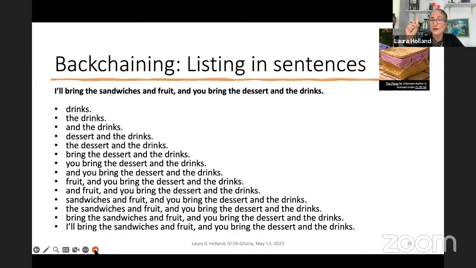I'll bring the sandwiches and fruit, and you bring the dessert and the drinks. I'll bring the sandwiches and fruit, and you bring the dessert and the drinks. I'll bring the sandwiches and fruit, and you bring the dessert and the drinks.